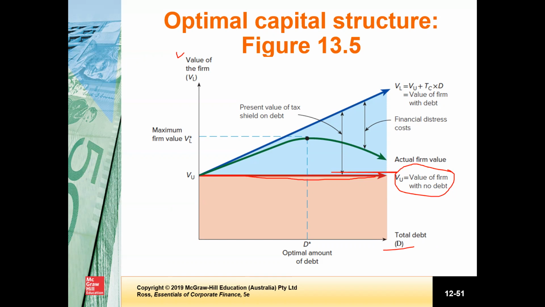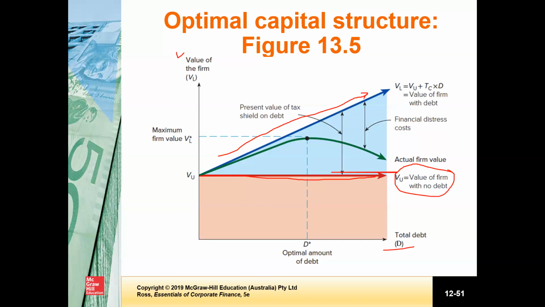The second case is proposition 1 with corporate taxes, represented by the upward sloping straight line. These two cases are exactly the same as the ones we previously illustrated in the second video. The third case illustrates our current discussion. The value of the firm rises to a maximum and then declines beyond that point. This is the picture that we get from the static theory.